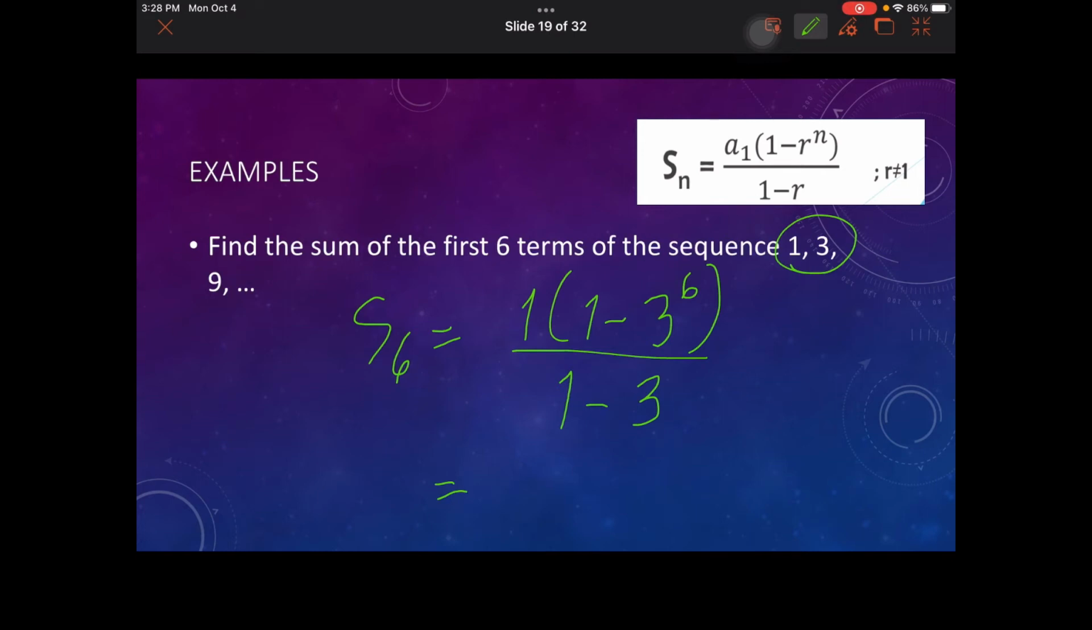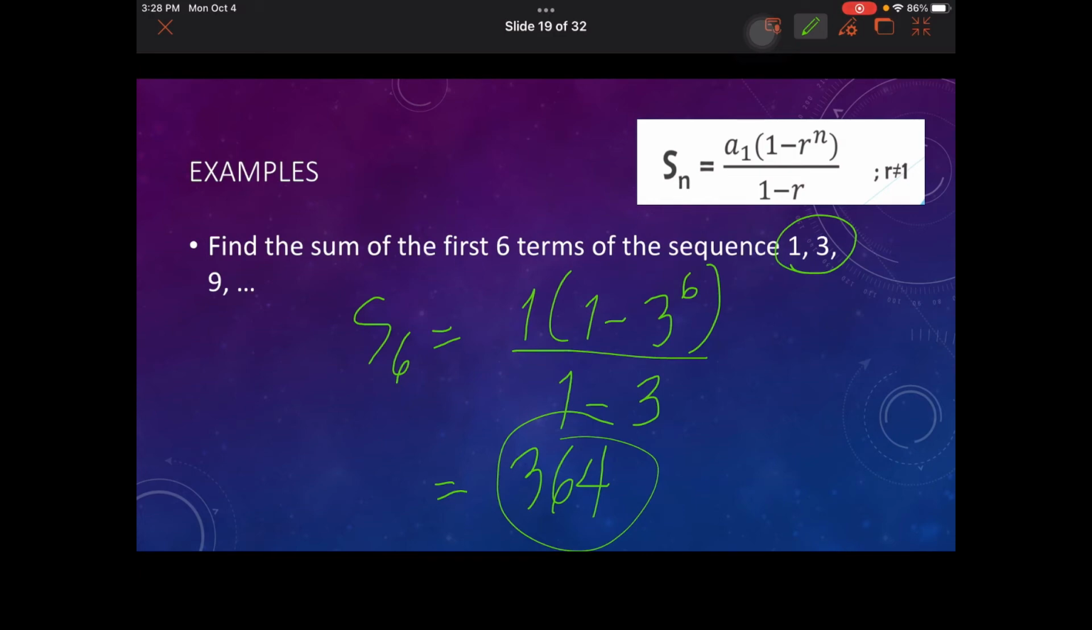You can pause the video right now to use your calculator to find the correct answer. Kung ayaw nyo naman ding mag-pause, okay lang din naman. Hindi po natin ipinagbabawal ang lahat. So, ang makukuha natin dito ay, we have 729. We're going to subtract that by 1, tapos i-divide natin by 2. You're going to get 364. So, yan po ang sum ng first 6 terms.